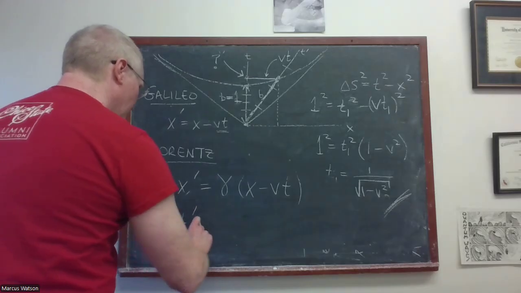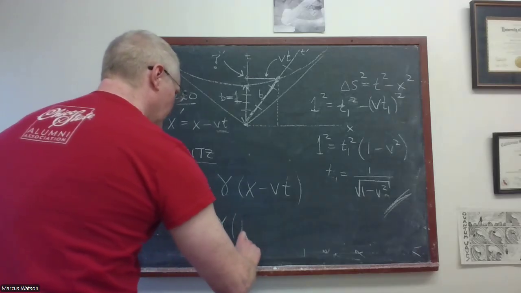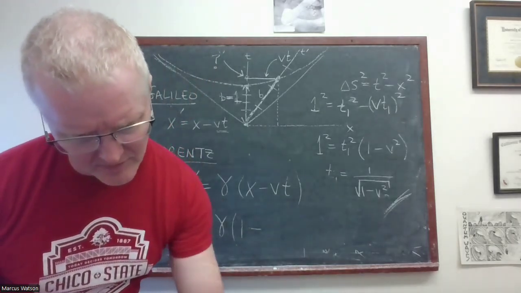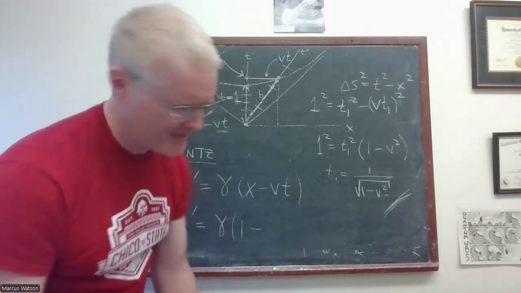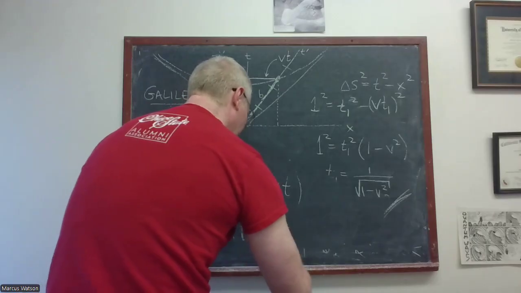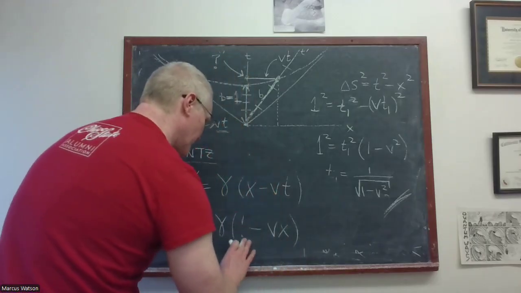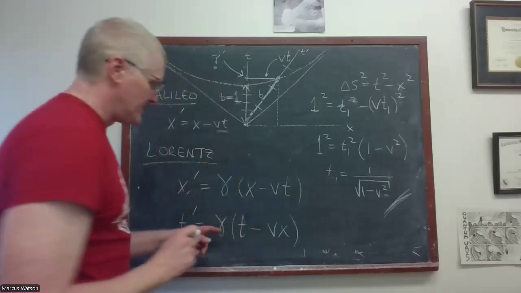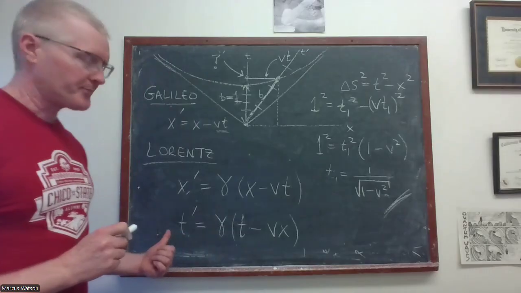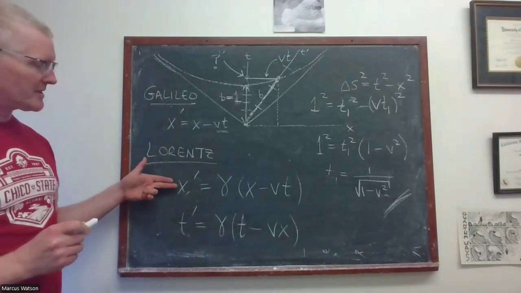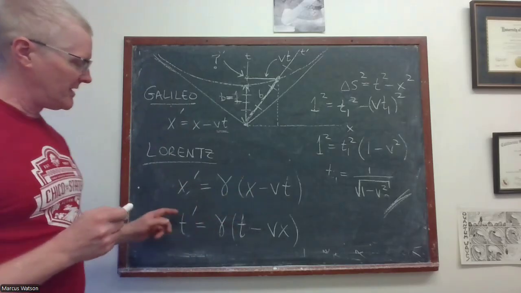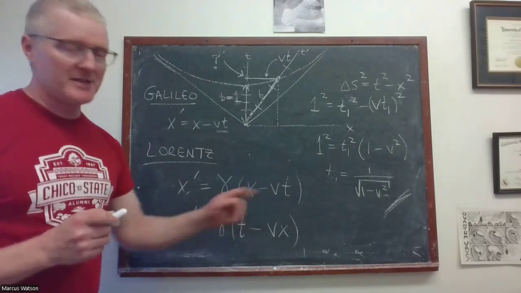And you can find t prime here as well. Let me make sure I'm going to get this right. I think I am. It's gamma times t minus vx. There we go. That's a t right there. So it's gamma multiplying t minus vx. That's t prime. So I can find the new coordinates by going x prime being gamma times x minus vt, and t prime being gamma times t minus vx.